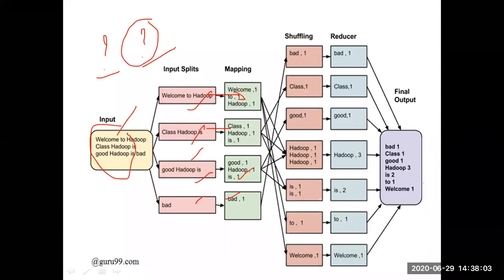Next, the question of how many reducers are needed. All the outputs come from the shuffling. To combine all the outputs coming from the shuffling, we use the reducer. The reducer will combine all the outputs coming from the shuffling phase. So how many reducers will there be? By default, only one reducer will be there in any MapReduce.